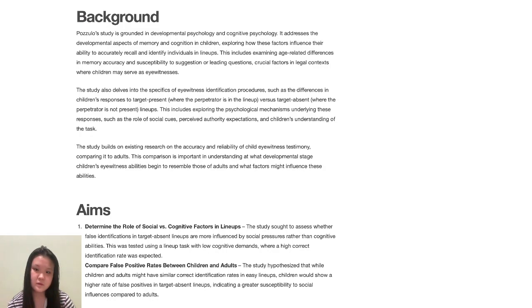And basically, what they use is a lineup, and the lineup is a procedure that the police use to identify the perpetrator. So they line up the suspects and basically what the witness has to do is select which of the individuals is actually the perpetrator.